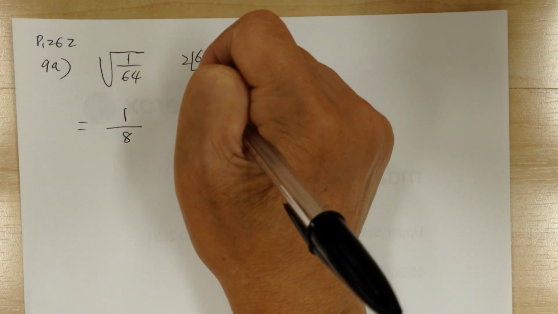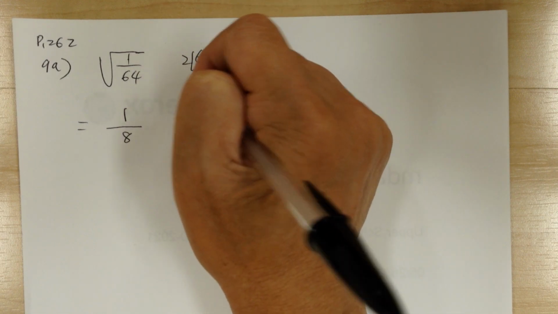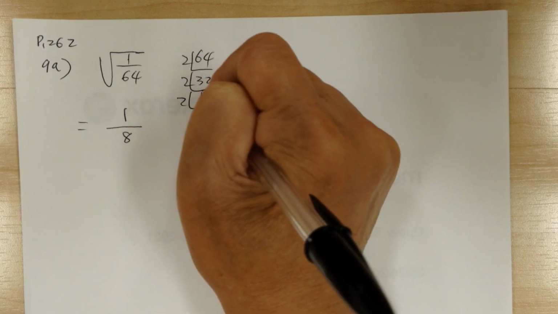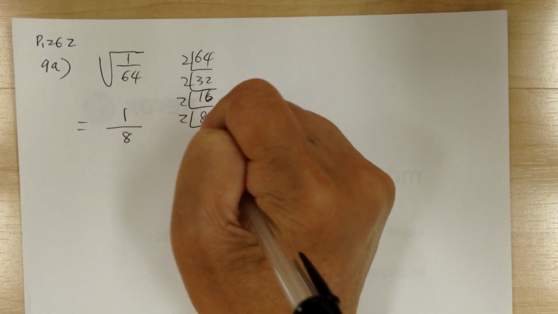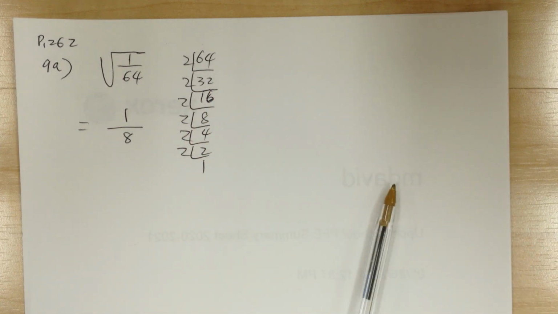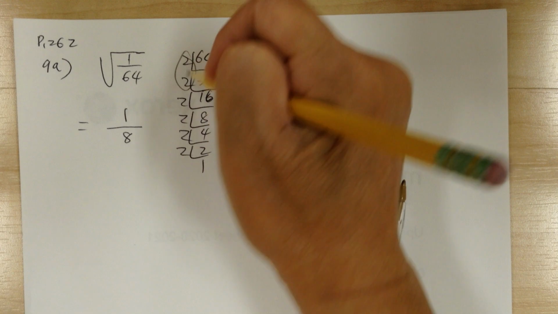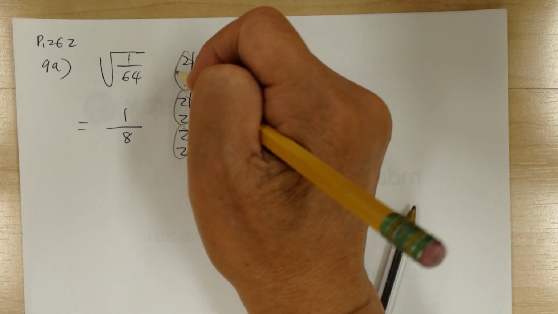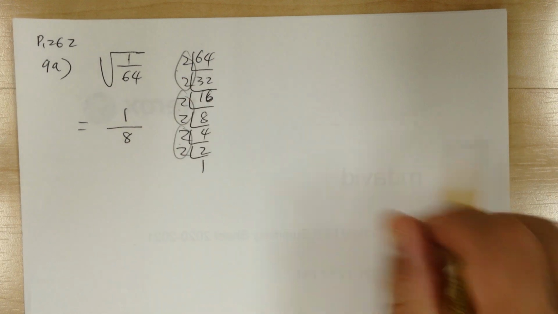This will be 2, and then it will be 32, 2, 16, 2, 8. Divide by 2, you get 4. Divide by 2, you get 2. Divide by 2, you get 1. So again, this would be an integer, this would be an integer, this would be an integer. So 2 times 2 times 2 gives you 8. Okay?